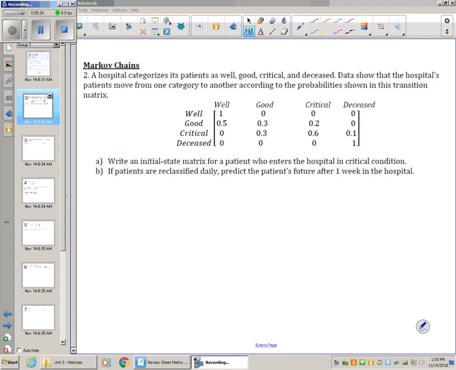So the next type of example that we have is a Markov chain. A Markov chain is another application with matrices, and that's talking all about probability. Okay, probability. Now, remember with Markov chains, it's the same exact formula as Leslie matrix. It just looks a little different.